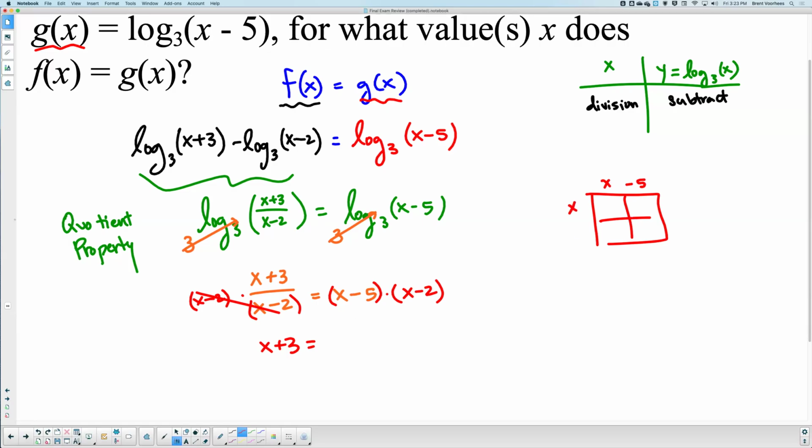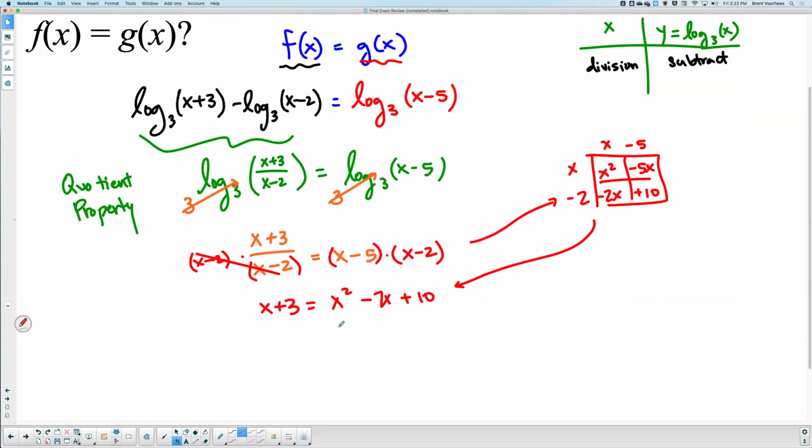times x minus 2. And you'll see we get x squared minus 5x when I multiply, distributing all the way through, minus 2x, and then plus 10. Negative 2 times negative 5 is a positive 10. So I combine my like terms: I have x squared minus 5x minus 2 more x's, that's minus 7x plus 10.